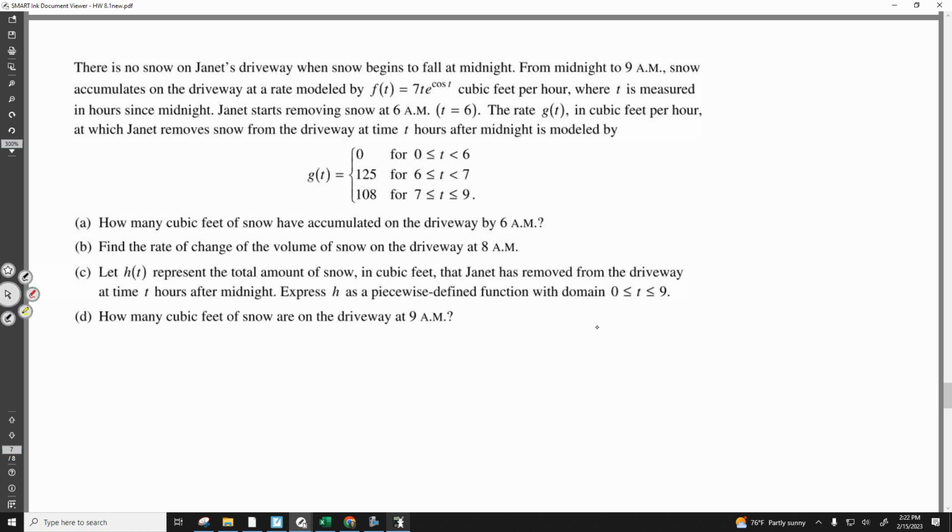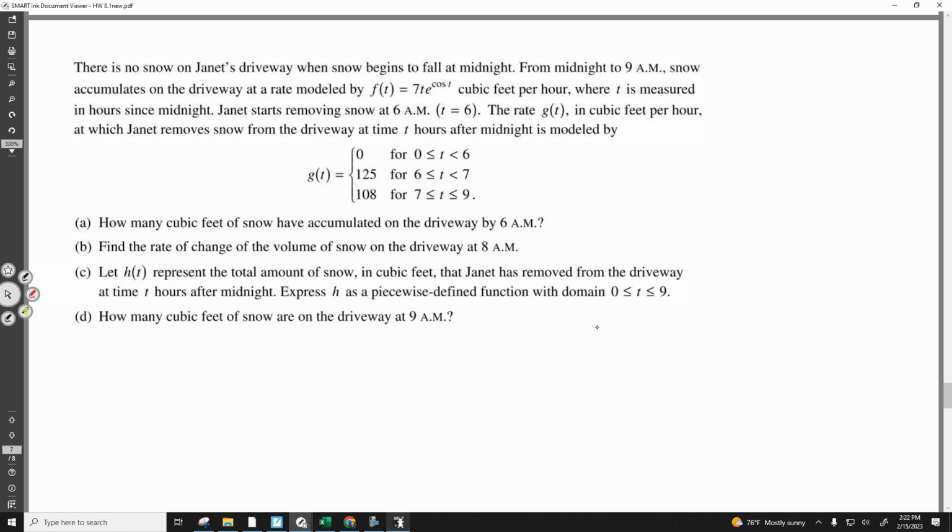Now, you know rate times time is a total, like 70 miles per hour over 2 hours is 140. 125 cubic feet per hour, 1 hour, you get 125. You don't have to know that. Don't worry about it. Then she slows down. Obviously, she's getting older, and she can't hit it as hard as she used to. Okay? 108 cubic feet per hour for 2 hours.